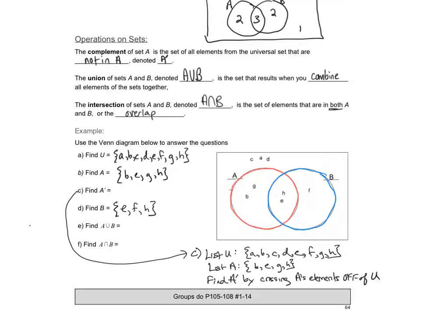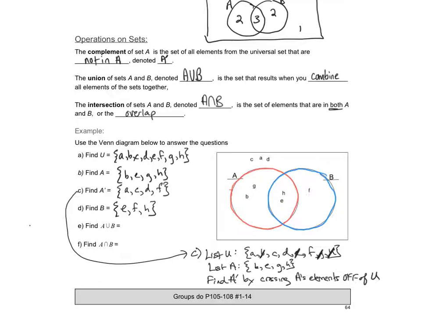So I'm going to cross off B, because that's in A. I'm going to cross off E. I'm going to cross off G and H. And what's left in U is going to give me the complement. So the ones that are left are A, C, D, and F. And notice that A and A complement will never have any elements in common. And when you put them back together, they'll make the universal set.